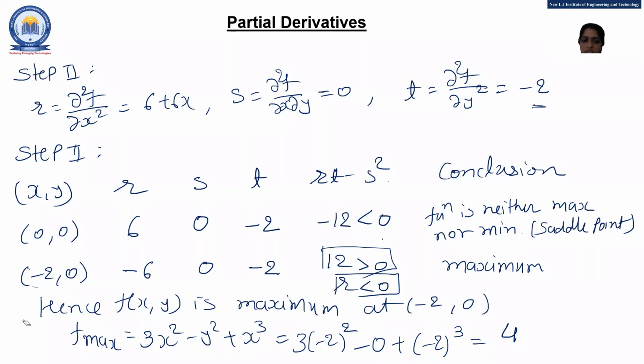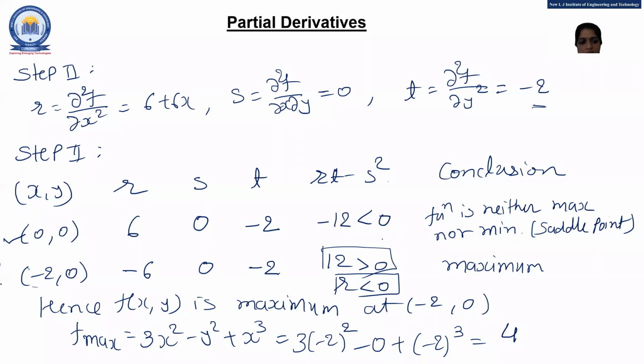So for the first stationary point, I found the value of r is 6, s is 0, t is minus 2. So I substituted r, s and t in the formula rt minus s square, and I got minus 12, which is less than 0. It means my function is neither maximum nor minimum.